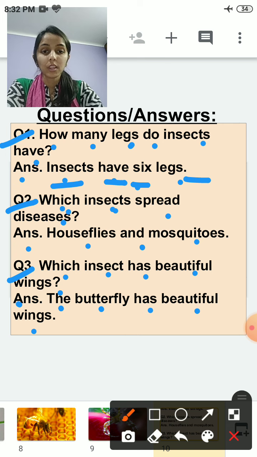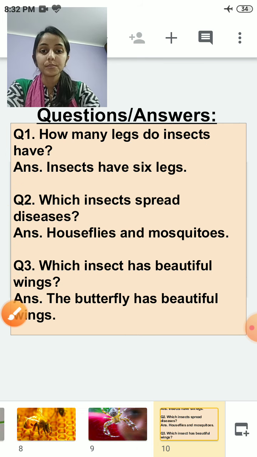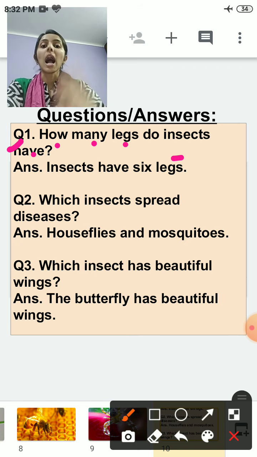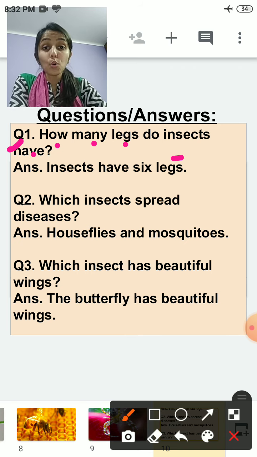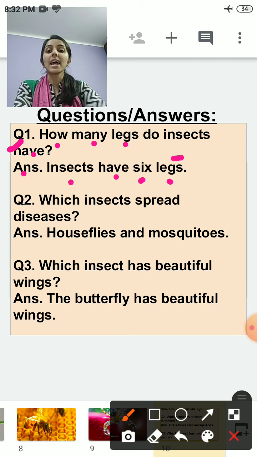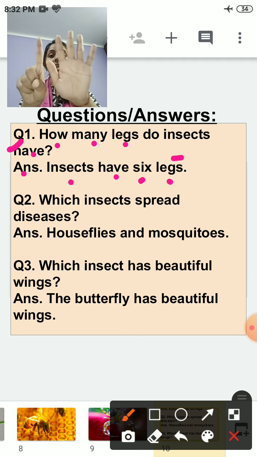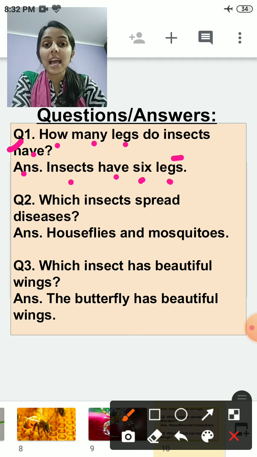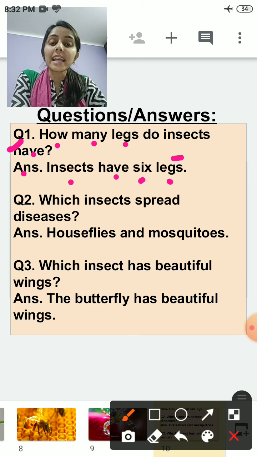Now children, again we will revise. First question is, how many legs do insects have? Answer is, insects have 6 legs.